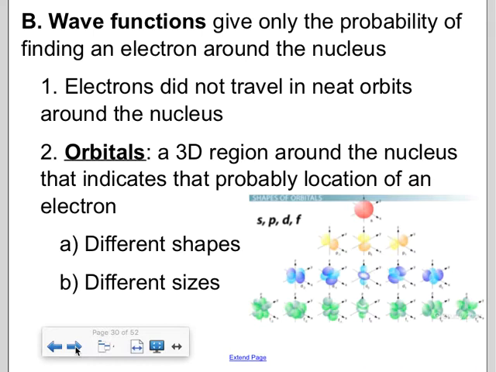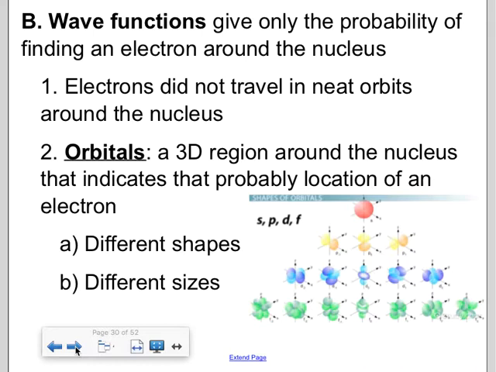Okay, an orbital is a 3D region around the nucleus that gives us the probability, this is supposed to be probability, not probably. The probability indicates the probable location of an electron. That still doesn't make sense, but it's the probability of where you would find an electron. Areas that overlap with each other are more dense, and that means you have a higher probability of finding an electron in that area.